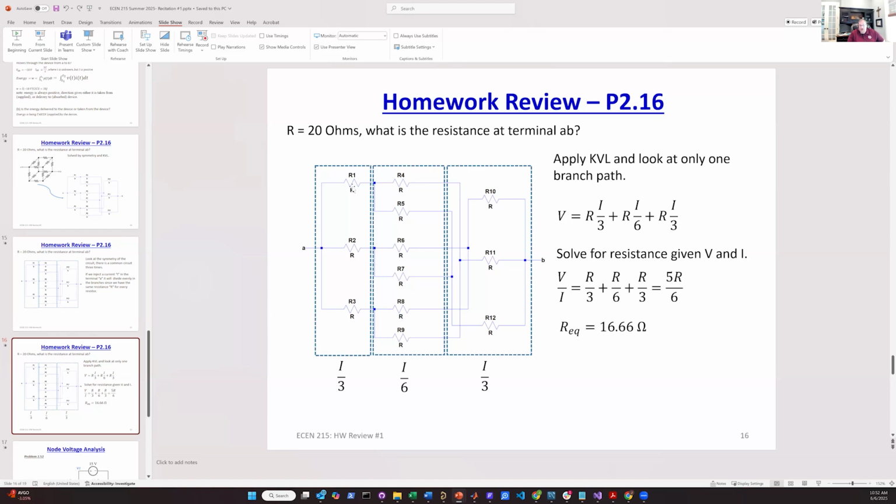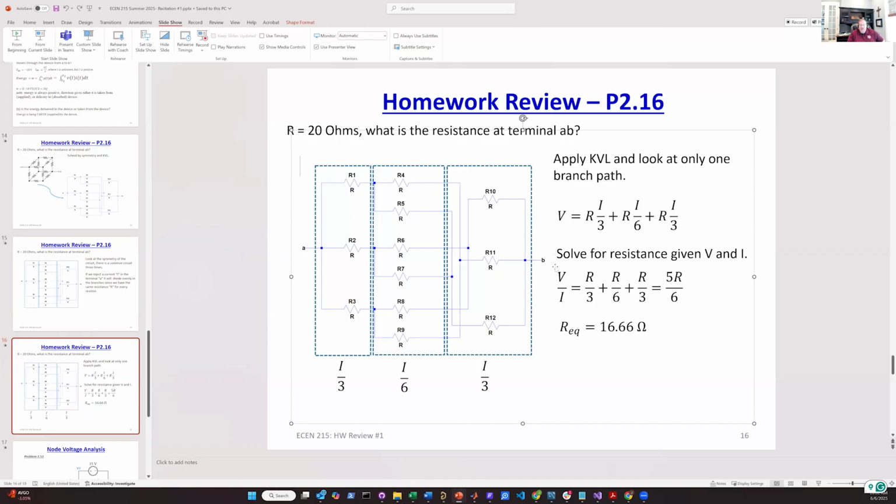So we have a third of the current going through these resistors, 1/6 of this imaginary current is going through these resistors, and a third of the current is going through these resistors. And so from terminal A to B, there's some arbitrary voltage V, and then the voltage drop across this, and this must equal zero, and must all add up to V.